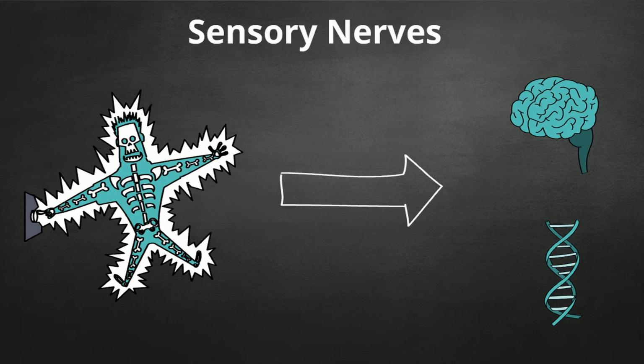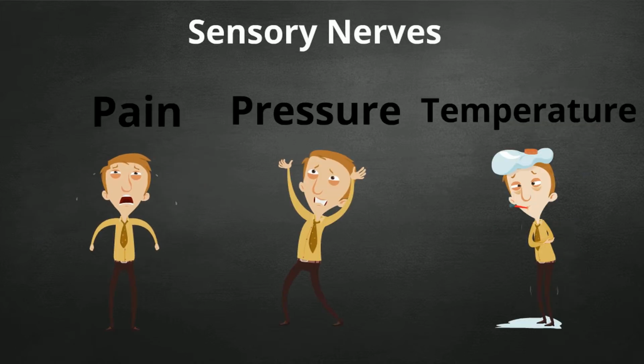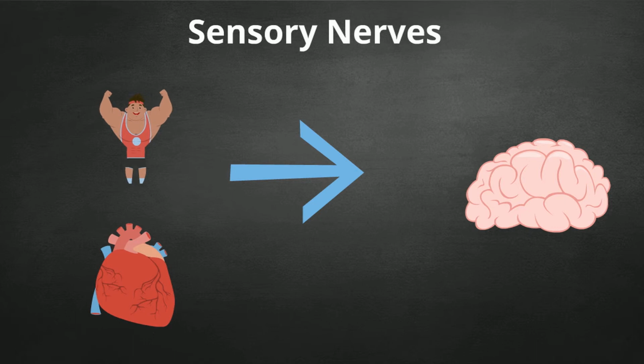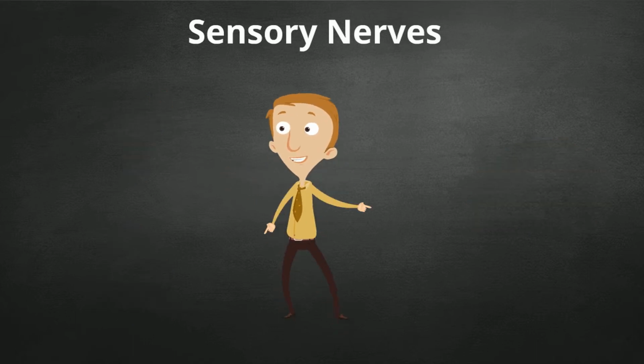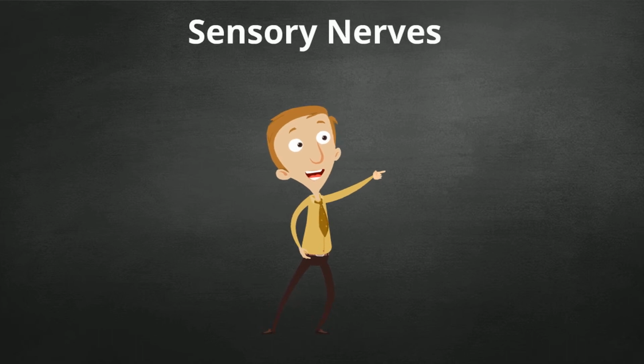Sensory nerves send impulses in the opposite direction from motor neurons. They collect information about pain, pressure, temperature and so on from sensors in the skin, muscles and internal organs and send it back to the spinal cord and the brain. Sensory nerves are even capable of relaying information about motion.